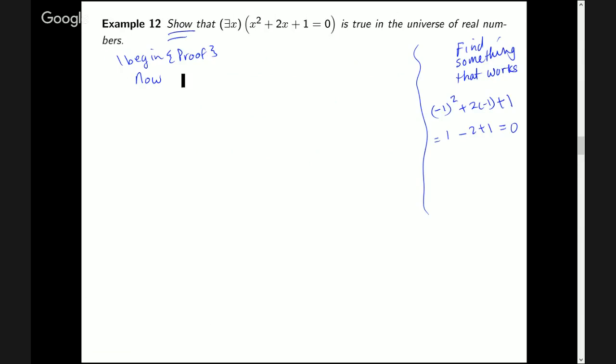Okay, so we're going to say now, and then you're just going to put this on your display centered, which means use a backslash math display symbol. But I'll just write it up. So you have 0 squared plus 2 times 0 plus 1 is equal to 0. And notice it says the universe is the real numbers.